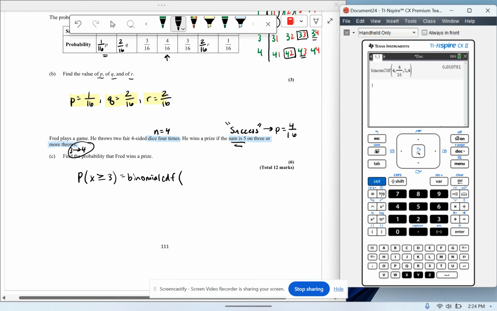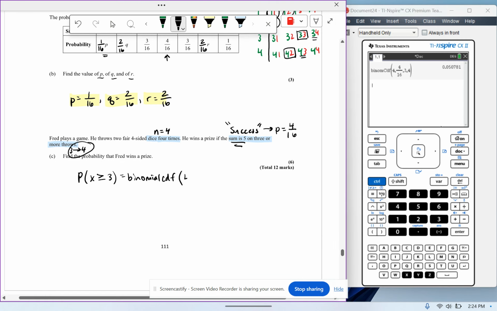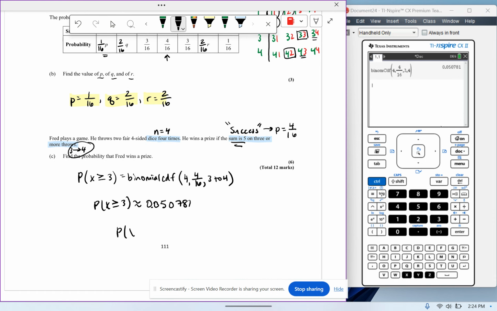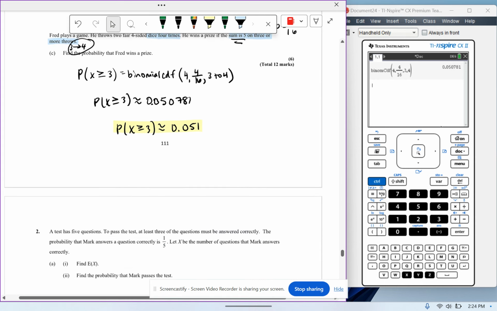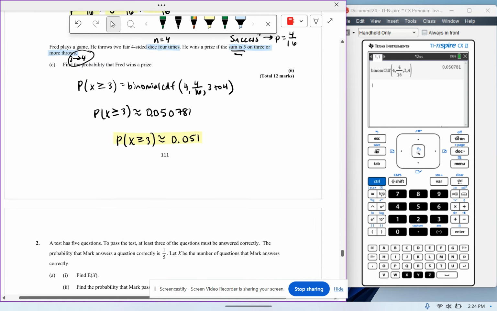So we would end up getting the probability that X is greater than or equal to 3. This is going to be like the work that I would show since this is a paper 2 question. I would put that, and then I would get the probability that X is greater than or equal to 3 is approximately 0.050781. And then I'm going to want to round to 3 sig figs. So I would have 0.051. Okay, so let's go to the next page. All right. Oh, that was it. That was question 1. Done.